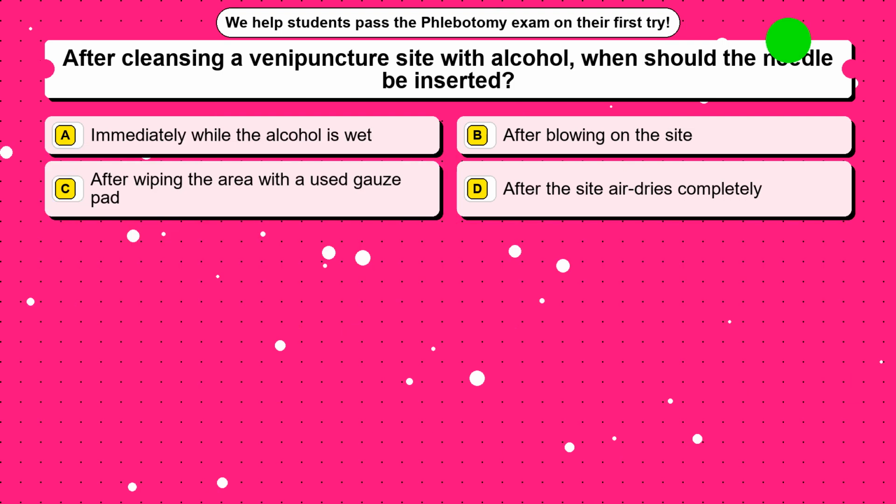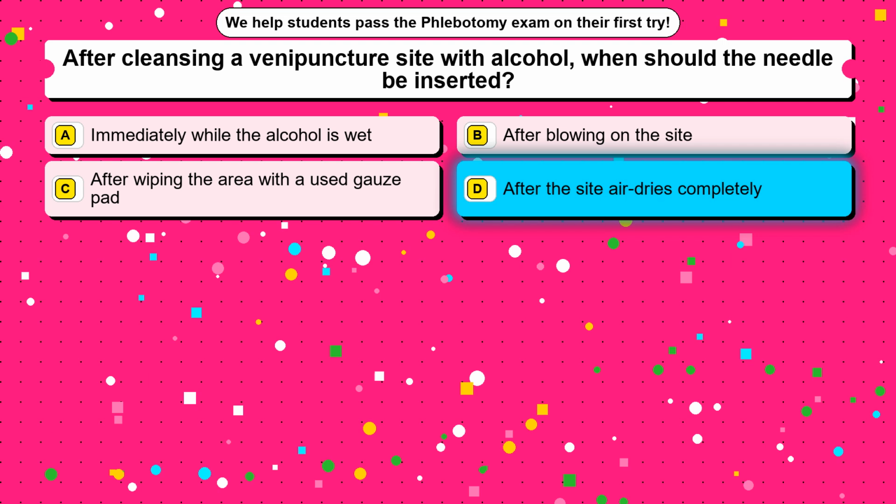Question 28. After cleansing a venipuncture site with alcohol, when should the needle be inserted? Option A, immediately while the alcohol is wet. Option B, after blowing on the site. Option C, after wiping the area with a used gauze pad. Option D, after the site air dries completely.